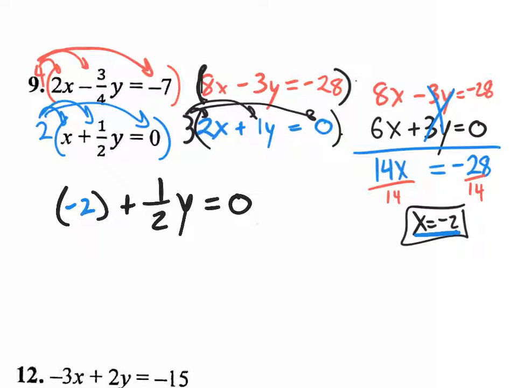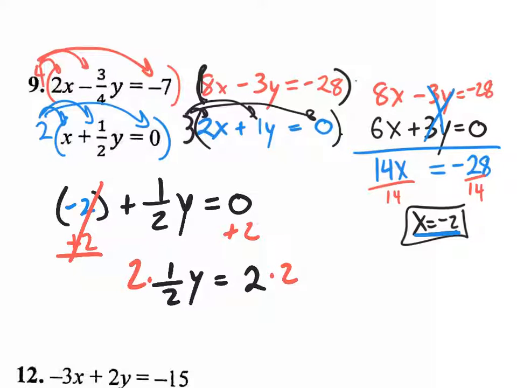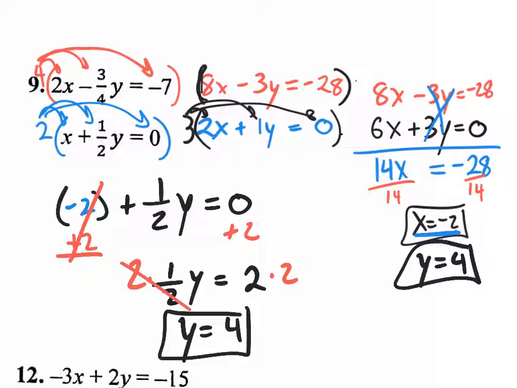So I need to get rid of that negative 2, so I'm going to add 2 to both sides. I'll have a new equation that reads 1/2 y equals 2. My final step here would be to multiply by 2 and multiply by 2 to get rid of that fraction. I will have my answer y equals 4. So the coordinate for this system, the solution, is negative 2 comma 4. Of course, if you had more time, you could plug in the x value of negative 2 right here, the y value of 4 right here, which would cancel out, and it should give you negative 7 as an answer.